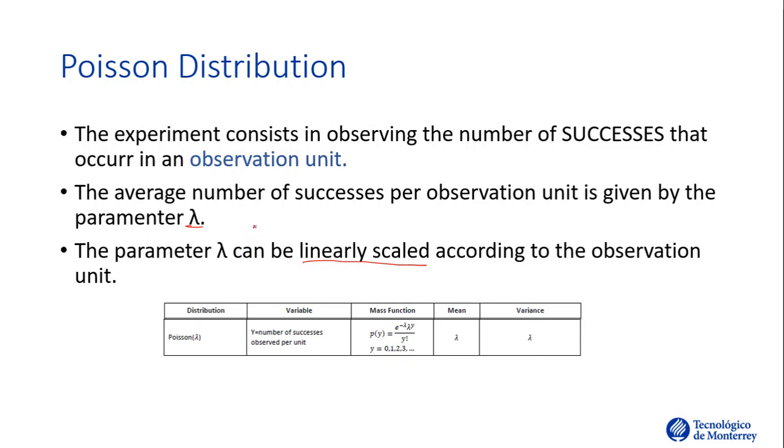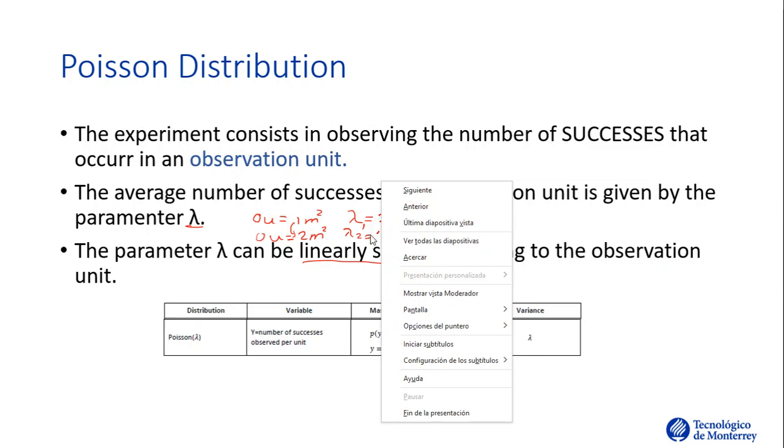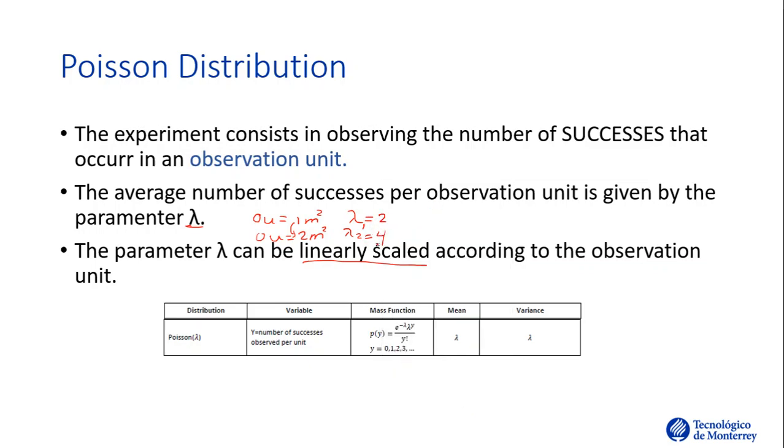What does that mean? If the observation unit is 1 square meter, and we obtain that lambda equals 2, and then we change the observation unit to 2 square meters, our lambda will be affected in the same proportion as the observation unit. That is, if from here to here we have to multiply times 2, we as well need to multiply times 2 in our new parameter.